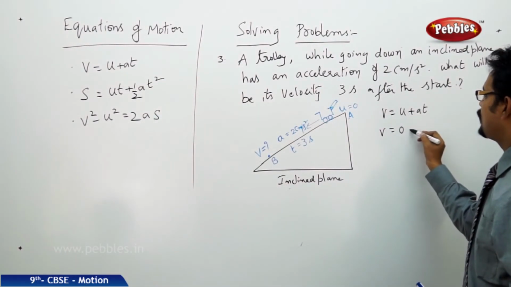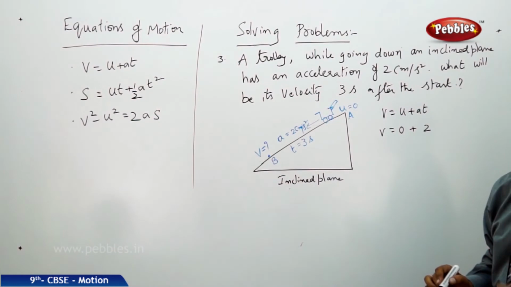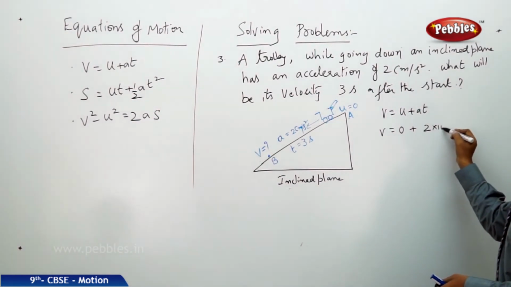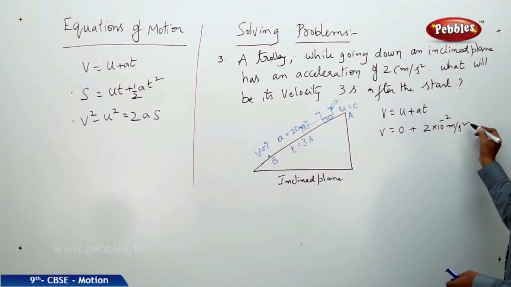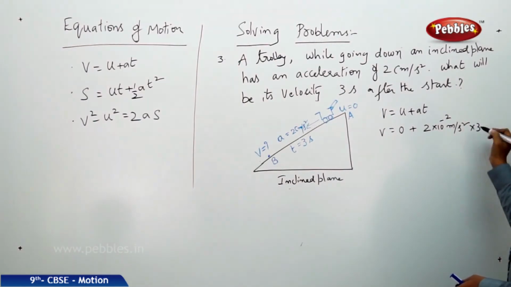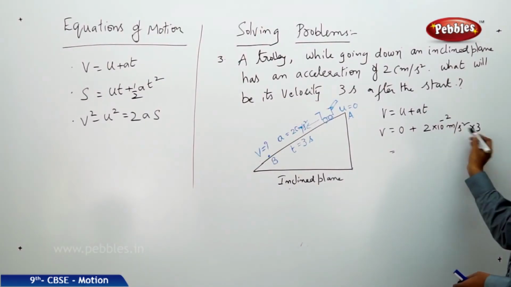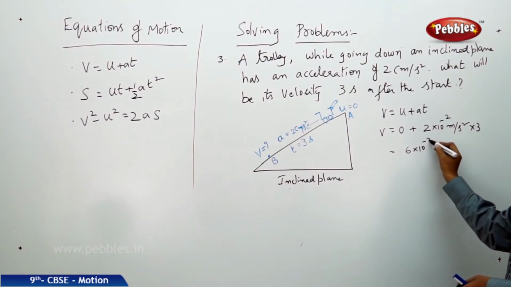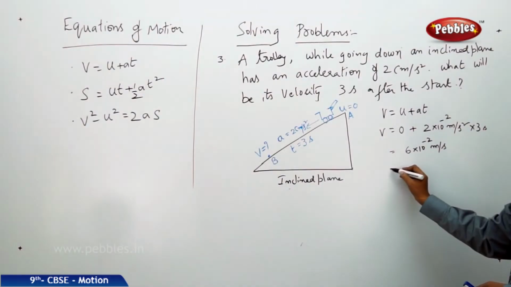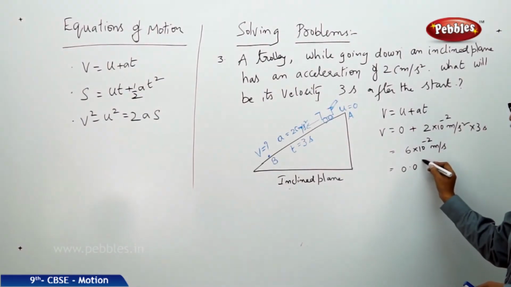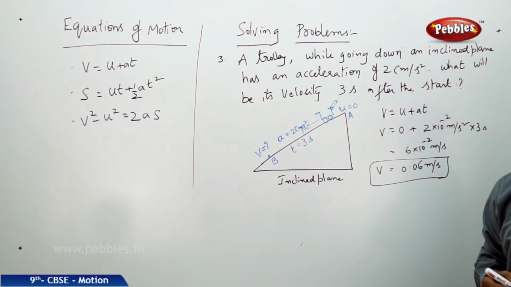So v equal to u is 0 plus acceleration is 2 centimeters per second square. Wait here, you need to convert into meter. So 1 centimeter equal to 10 power minus 2 meter. So acceleration is 2 into 10 power minus 2 meter per second square, and time is 3 seconds. Now 0 plus, if you multiply 2 into 3, 6 into 10 power minus 2 meter per second. If you remove the 10 power, you will get 0.06 meters per second. This is the final velocity we required.